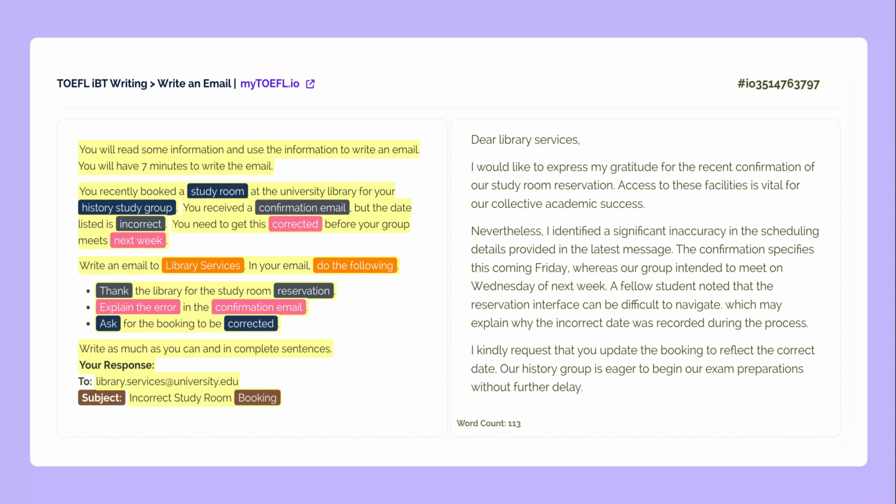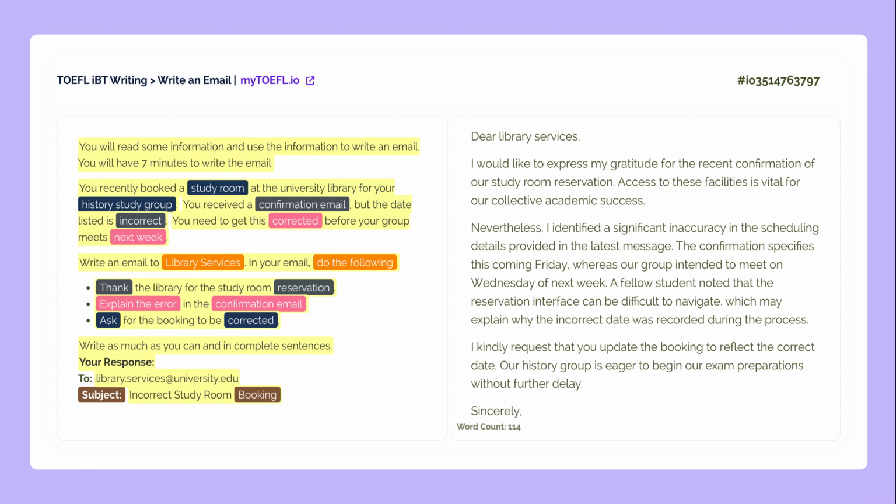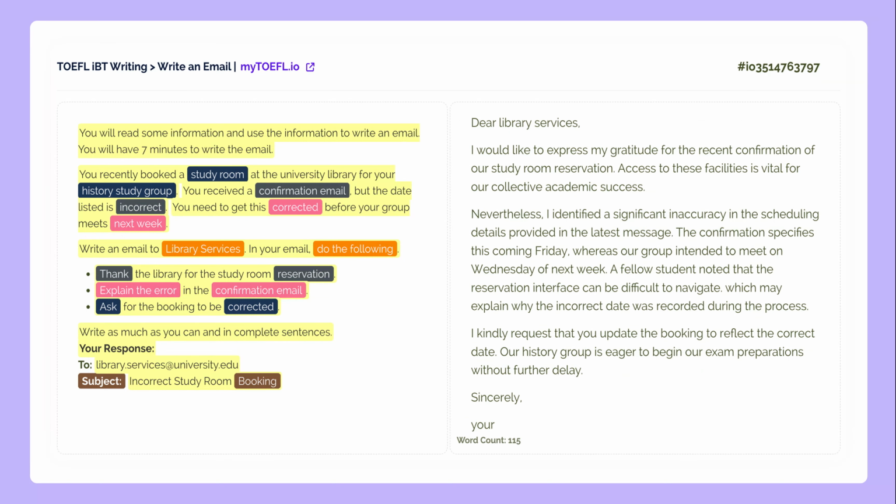Finally, we need a formal closing to end the email professionally. Sincerely. We use sincerely, which is a standard and safe formal closing for almost any professional email. Don't forget the comma. The very last step is to provide your name or a placeholder for it. In the exam, you would write your actual name here. In this case, we use your name to show where the sender's name belongs at the bottom of the email.